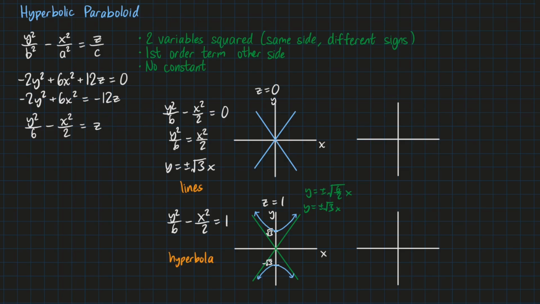Something I want to point out that is interesting is that if you plug in a negative value for z, let's say z equals negative 1, we will have this equation, y squared over 6 minus x squared over 2 equals negative 1. So if you multiply everything by negative 1 so that this can be positive, we will have negative y squared over 6 plus x squared over 2 equals 1. And this is also a hyperbola, but if you notice this time, the x has a positive and the y has a negative. So this means that this hyperbola will open up towards the x-axis.